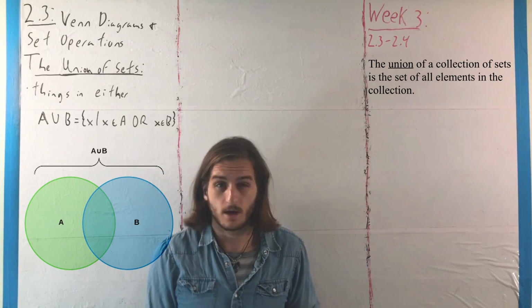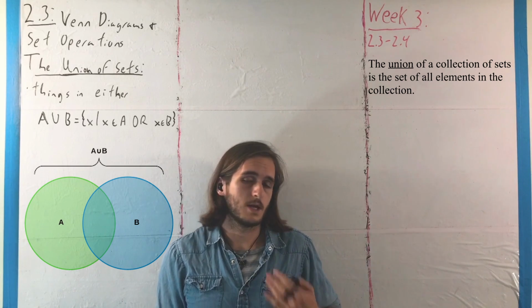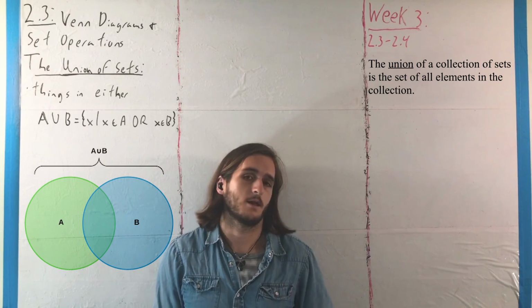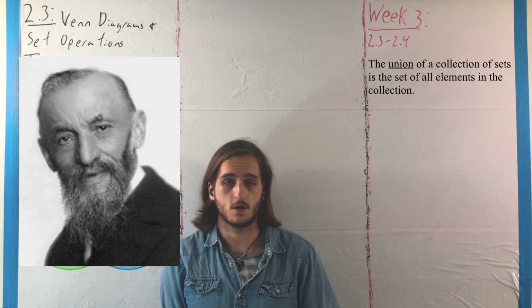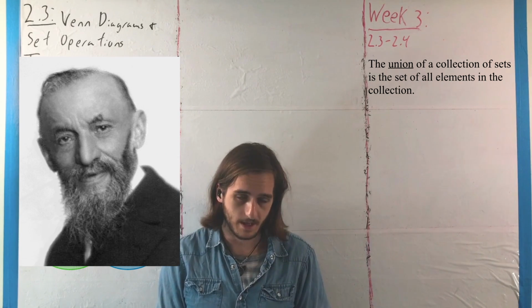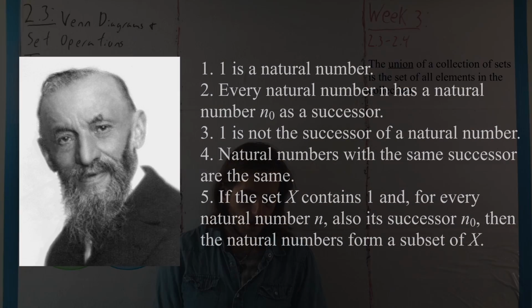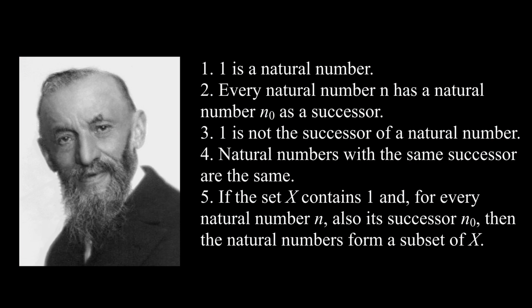Just a quick note on history: the notation that we use with these cups and caps comes from the Italian mathematician Peano, who is best known for his axioms on the natural numbers, which say something to the effect of: 1 is a natural number, where there's some argument over that. Then every natural number n has a natural number n prime that comes after it. So like 3 is followed by 4, is followed by 5, and so on.